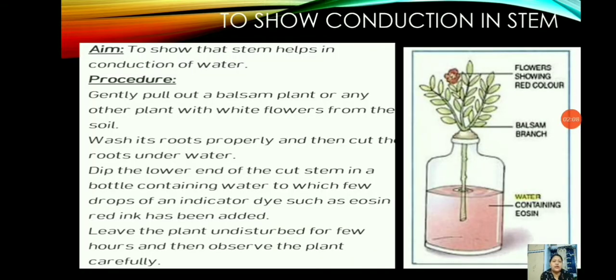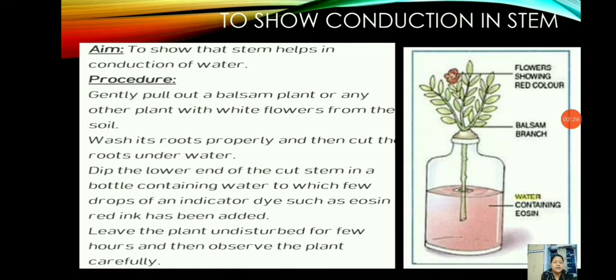So in order to show conduction in stem, we need to do one activity. But before that, we need to know the meaning of the word conduction. Conduction means to conduct, okay? To conduct the water and minerals throughout the body of the plant.